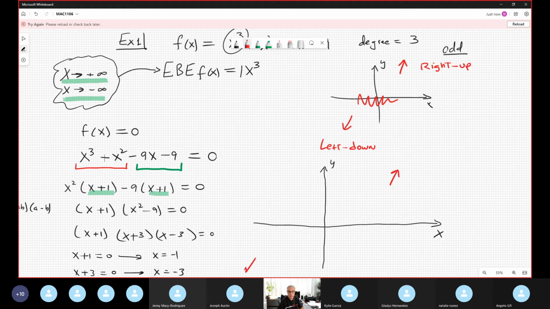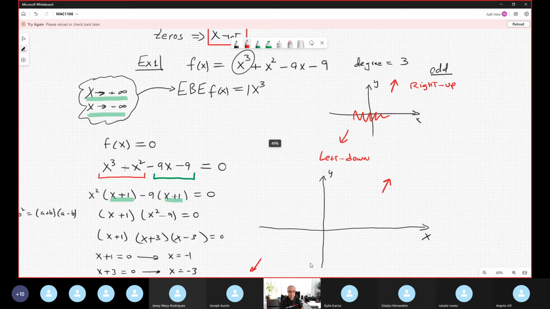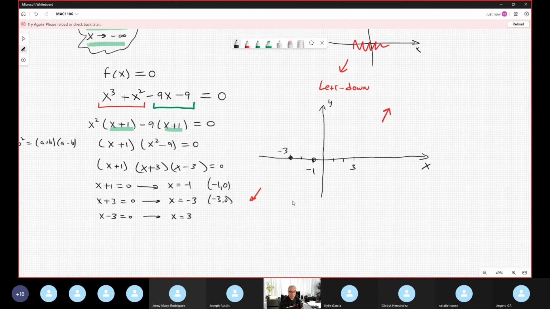However, I determined 3 points in which the polynomial crosses the x-axis: negative 1, of course, comma 0, because the y is 0, negative 3, comma 0, and positive 3, comma 0. So the points are negative 1, 0, negative 3, 0, and positive 3, 0.